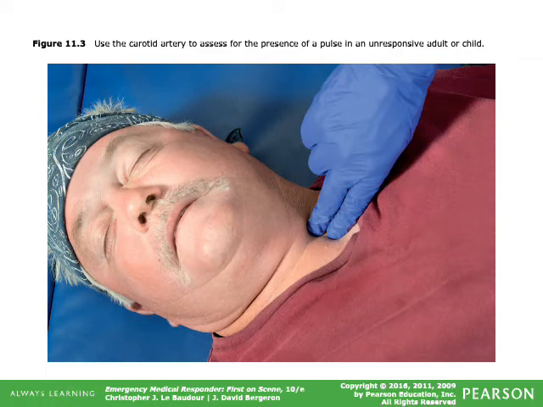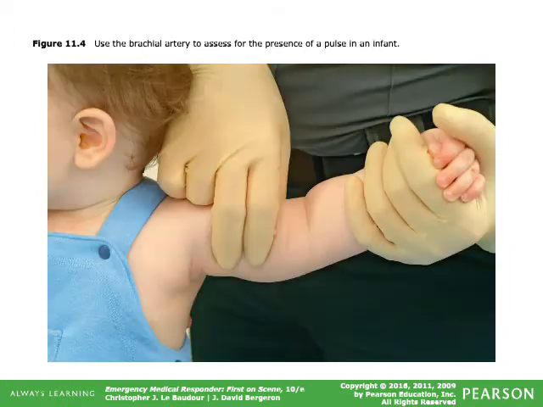Use the carotid artery to assess for the presence of a pulse in an unresponsive adult or child. This figure just shows that. And use the brachial artery to assess for the presence of a pulse in an infant.